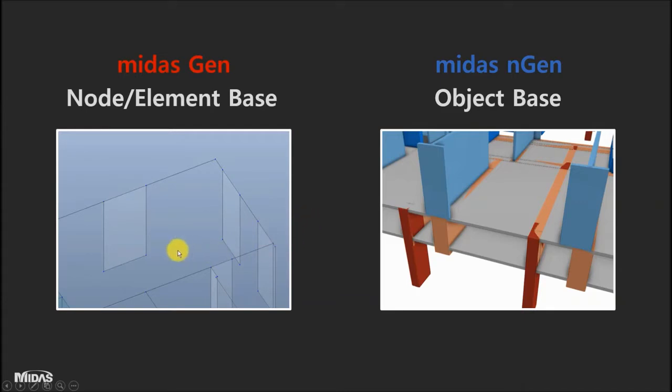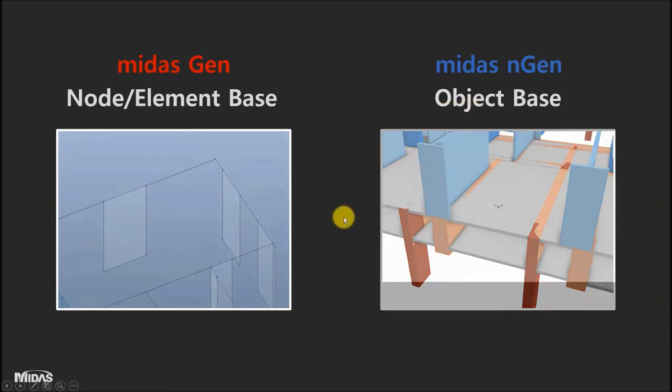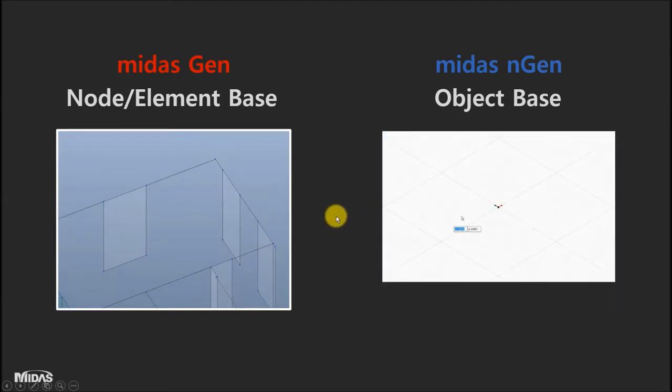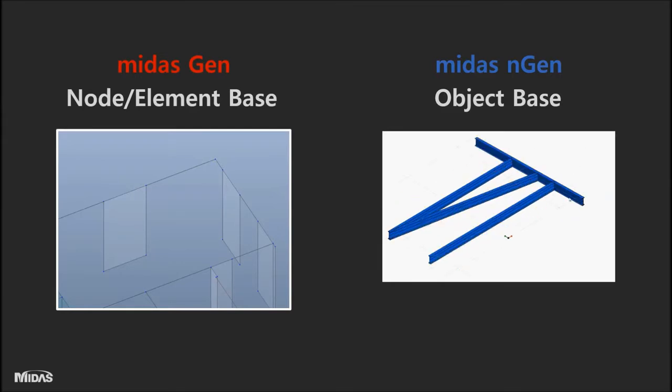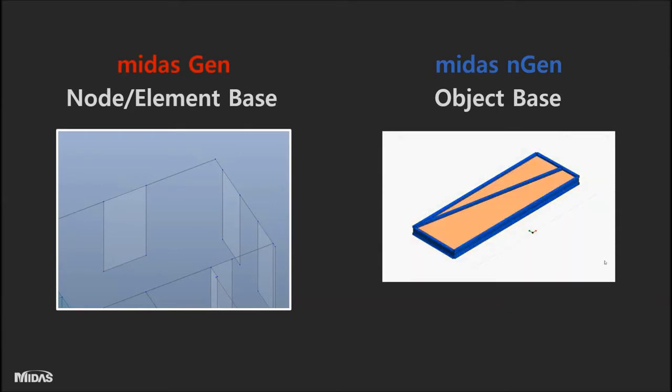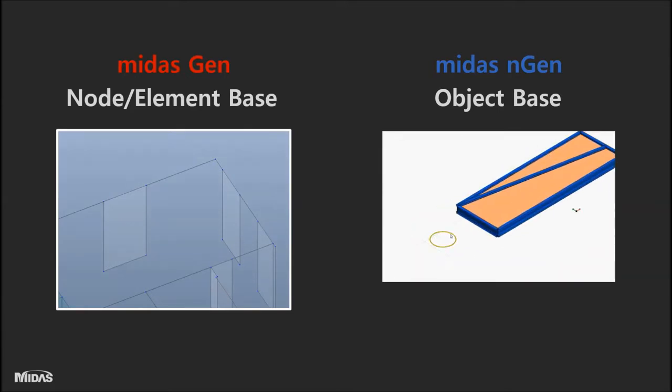In other words, in Midas Gen, we need to generate nodes and elements for our model, but in Midas nGen, we generate the members such as beam, column, wall, and slab directly. Because of this difference, the modeling sequence is different, and loading, design, and other processes are also different. So today we will see the difference of Midas nGen modeling of an RC structure using the program. Then let's look into the software from now on.